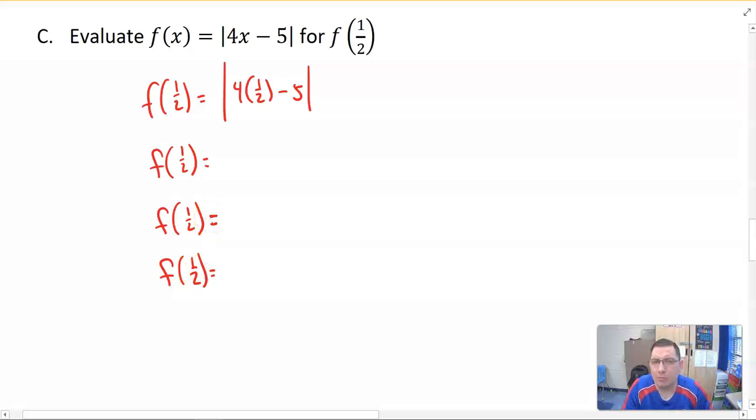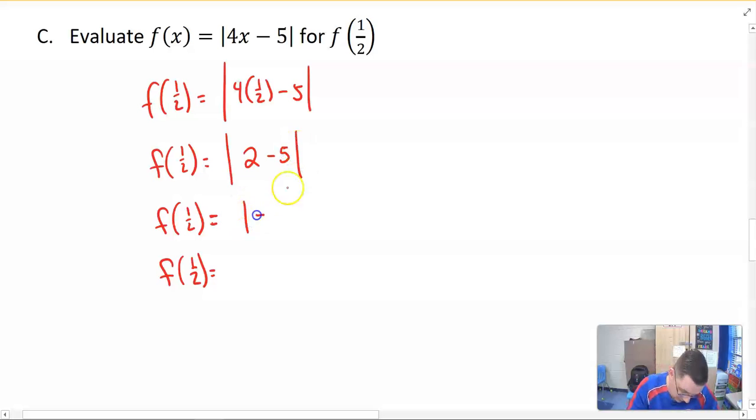And so remember, we need to work order of operations. The absolute value bars, I cannot do anything with those until I've simplified everything inside of it. And so we've got to first do the multiplications there. So what is 4 times 1/2? Well, 4 times 1/2 is 2 minus the 5. What is 2 minus 5?